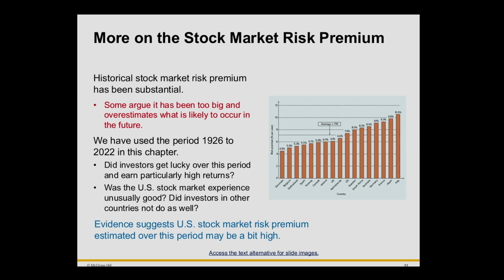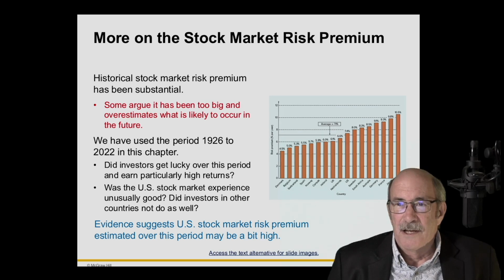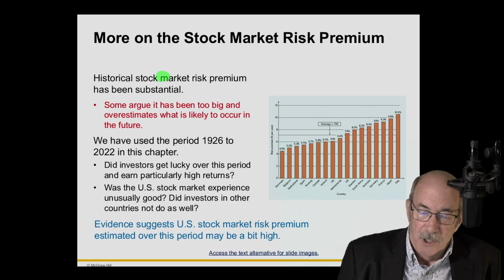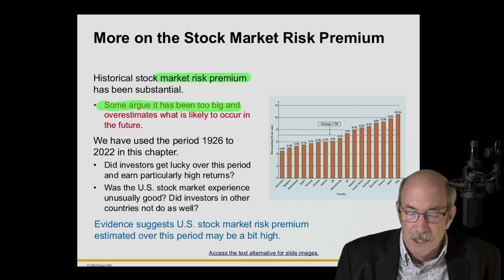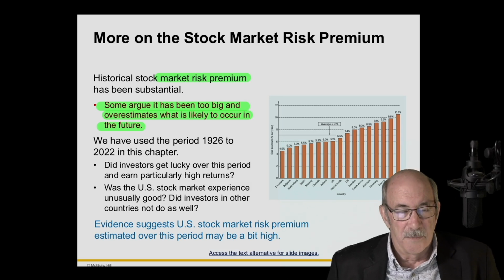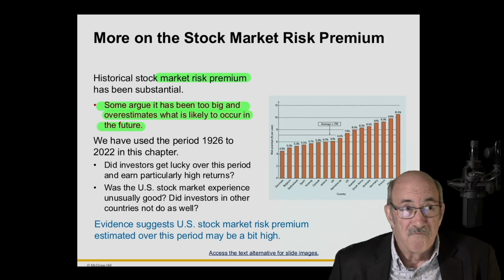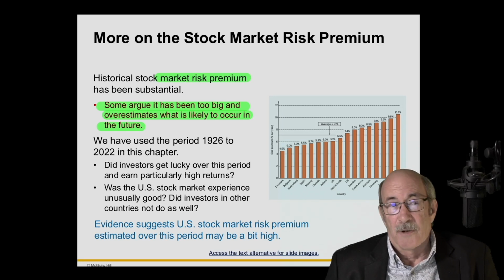Okay, so let me jump back in here to the slides. And let's talk a little bit about this section of the chapter where the authors talk about the market risk premium. And they say this: some argue it has been too big and overestimates what is likely to occur in the future. This is highly debatable, and I don't want to come down on either side of this, but it's very possible that that risk premium has shifted.